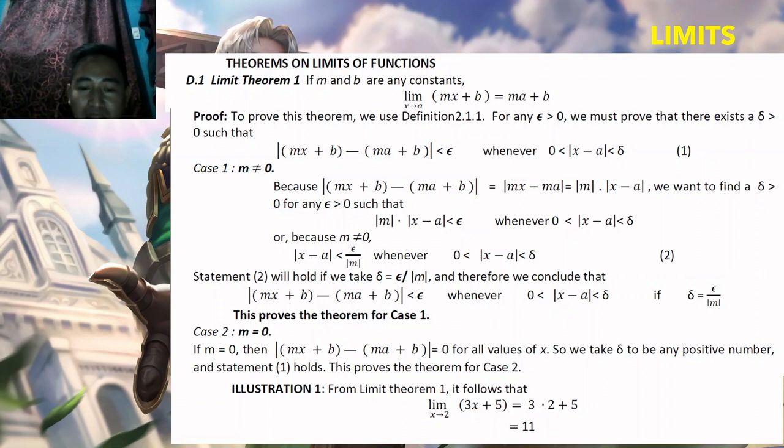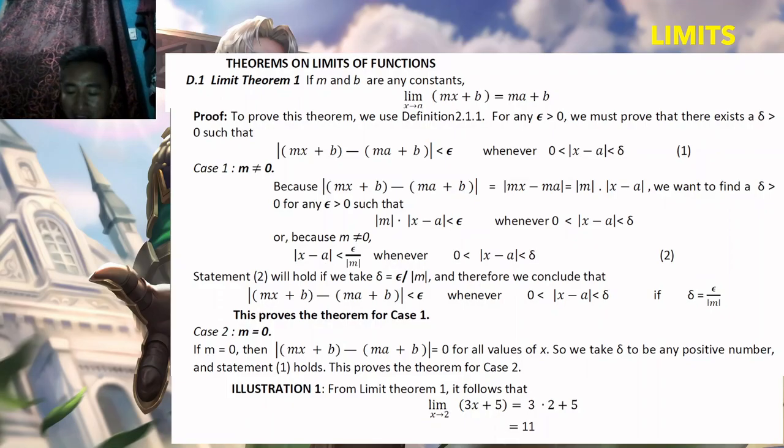Illustration. From limit theorem 1, it follows that the limit of 3x plus 5 as x approaches 2: we just replace x with 2. So, 3 times 2 plus 5, that is 6 plus 5, which is 11. So the limit is 11. Actually, (2, 11) is an ordered pair on the graph of this line, the function y equals 3x plus 5, or f of x equals 3x plus 5.